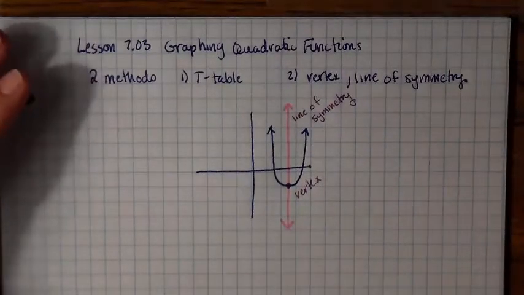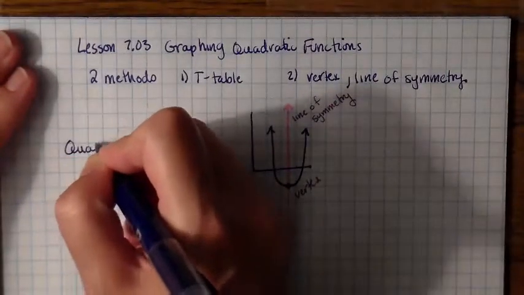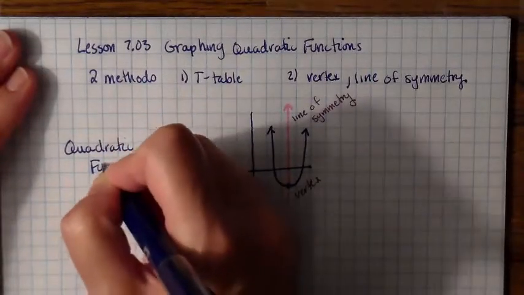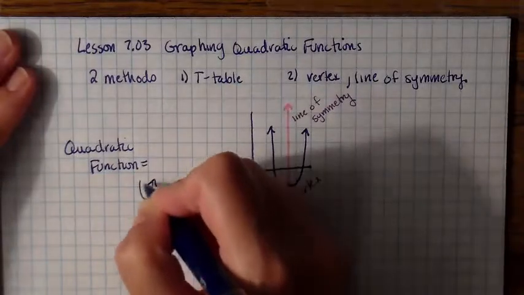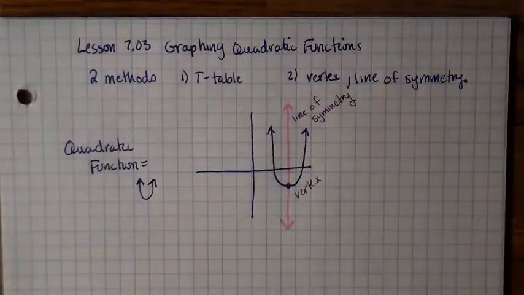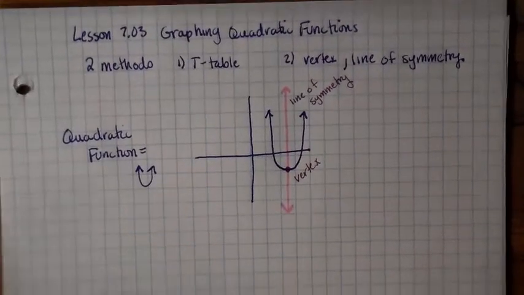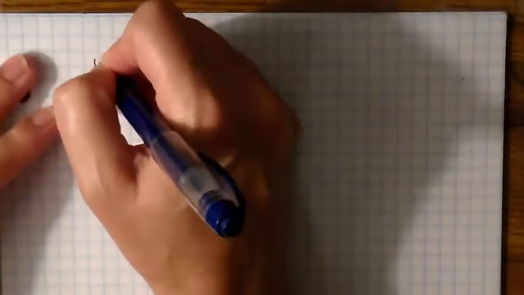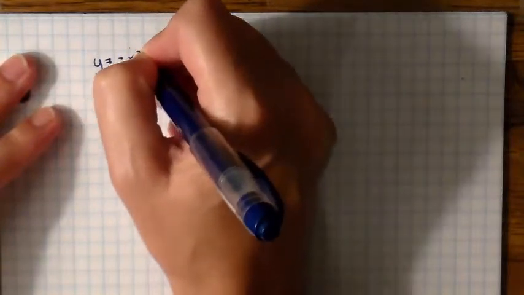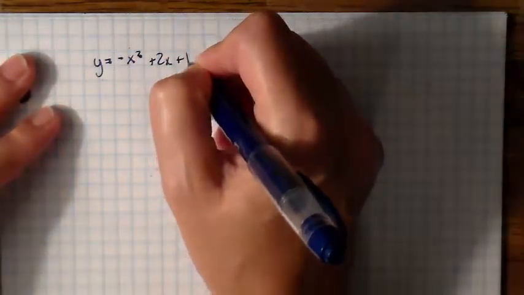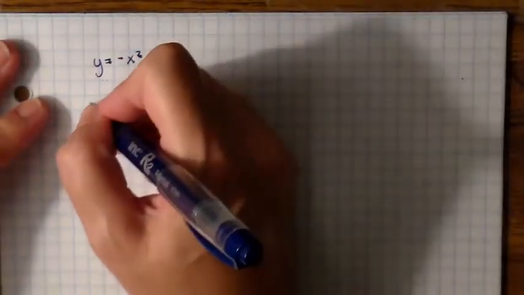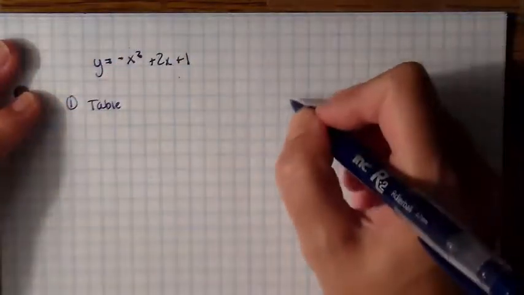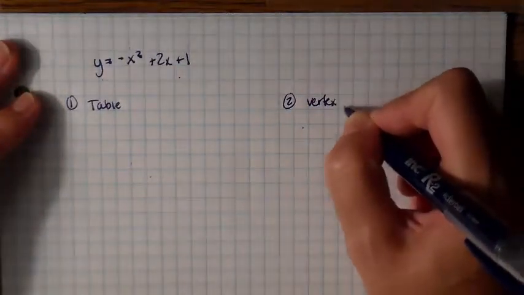Now, graphing quadratic functions are always a parabola. So we'll know that that's the shape that we should be receiving. So we're going to try to graph some quadratic functions using both the vertex and the line of symmetry so that we can compare the methods. For our first example, we're going to graph the equation y equals negative x squared plus 2x plus 1. Method 1 will be to use a table, and method 2 will be the vertex and the line of symmetry.